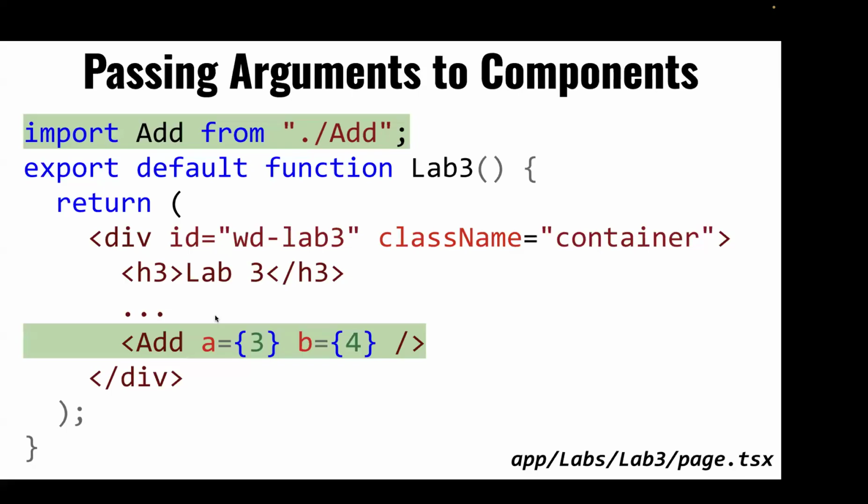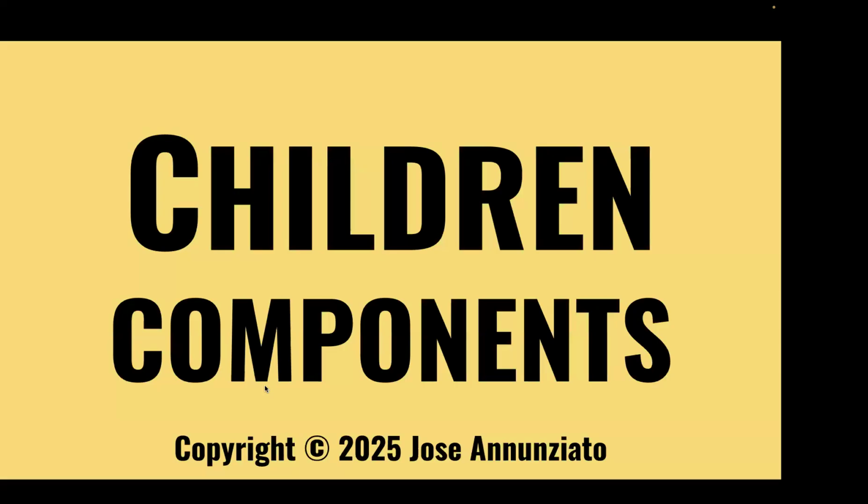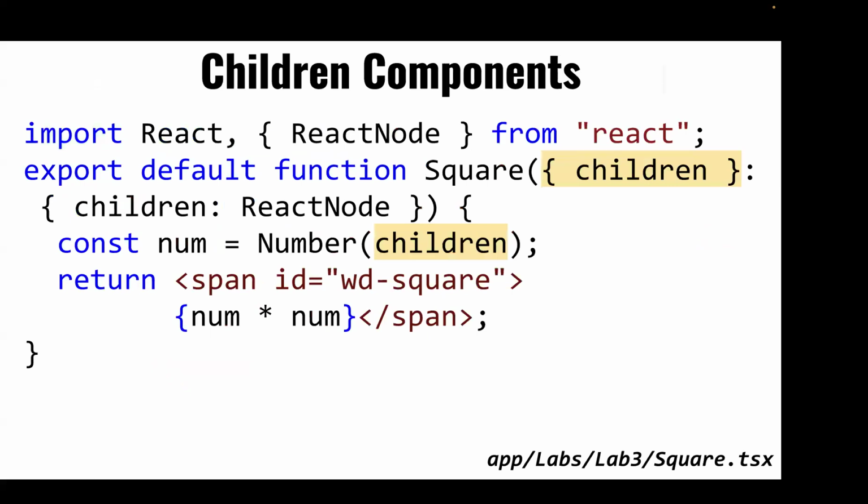So what this does is that it builds an object with properties A and B with values 3 and 4, which get passed in here as an object that gets destructured into the local variables A and B, which you can then use to render. Pretty cool. Now, another way that you can pass data to a function is through children.